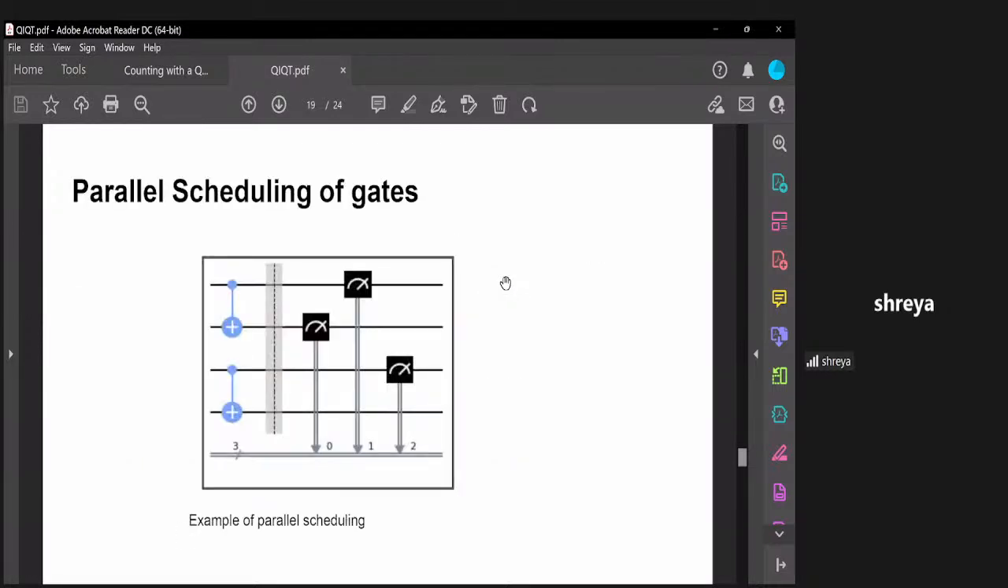So this is an example of parallel scheduling. There are two CNOTs that are independent of each other and I can schedule them at the same time.